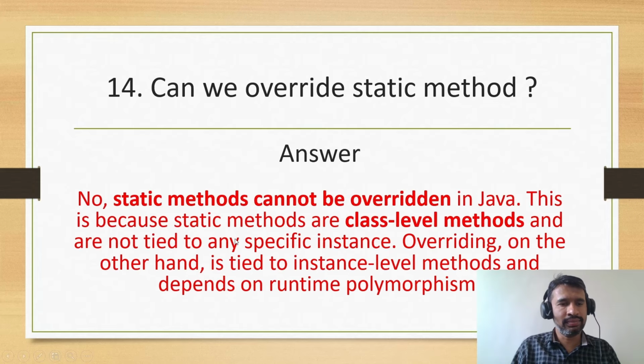So let's see the answer. Static methods cannot be overridden because it's a class level method. It's bound to a class. It's not tied to any specific instance. So you can only override if it is tied to an instance. Instance level methods can be overridden, that is nothing but non-static methods. So let's move on to the next question.